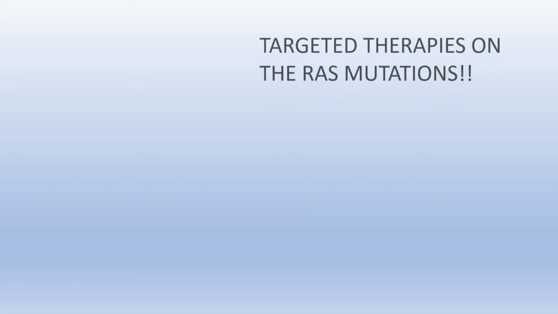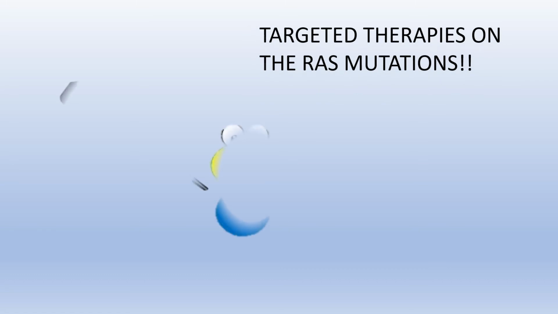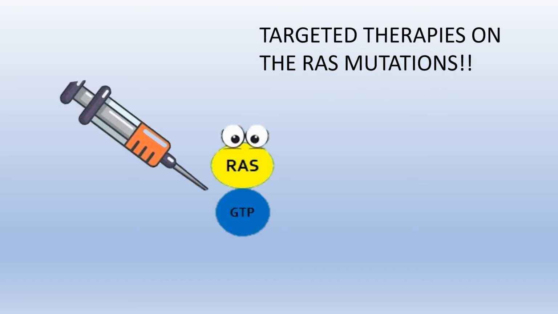Since RAS mutations are more common, targeted therapies specific for this protein were developed. But unfortunately, strategies designed to target RAS have so far not been so successful because the RAS protein keeps changing its structure and its mode of signaling, which makes it a difficult protein to inhibit with drugs.